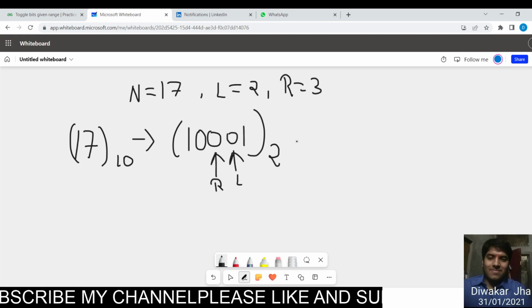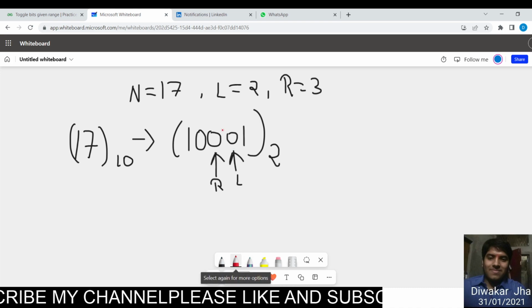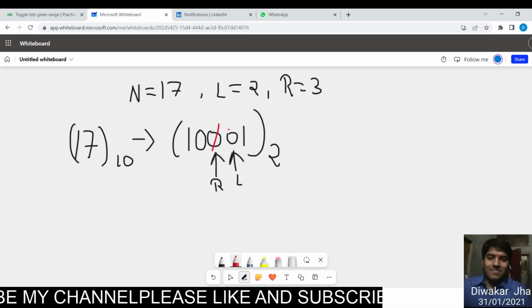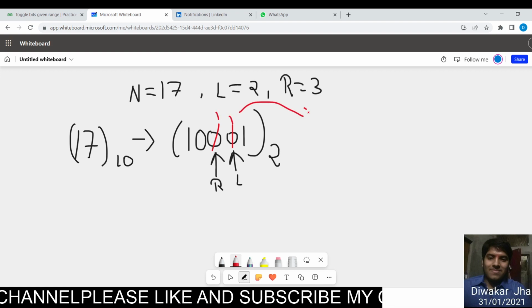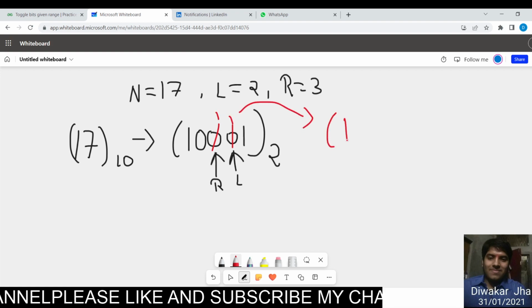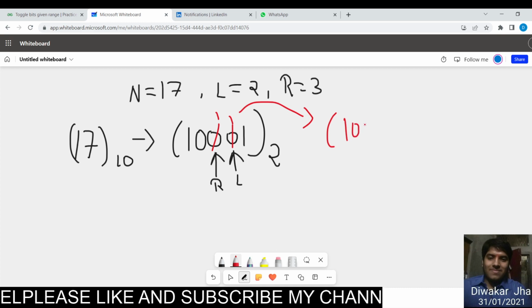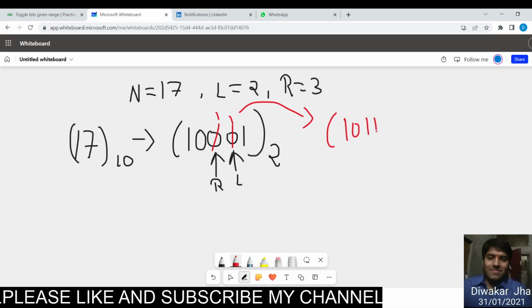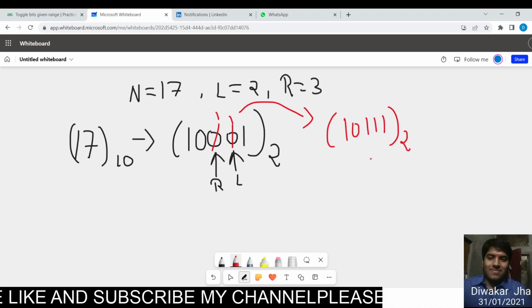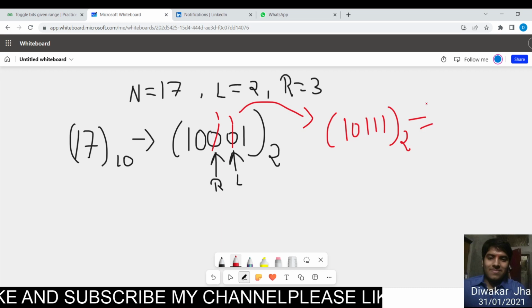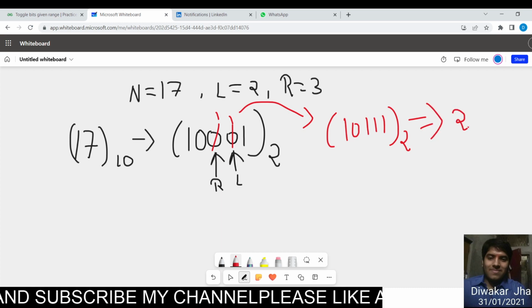Now, after the modification of these 2 bits, you have to convert them to 1 and 1. So after the modification of these bits, the number will be in this form, and this value is equal to 23.